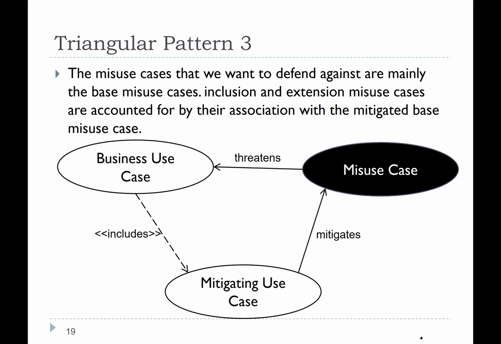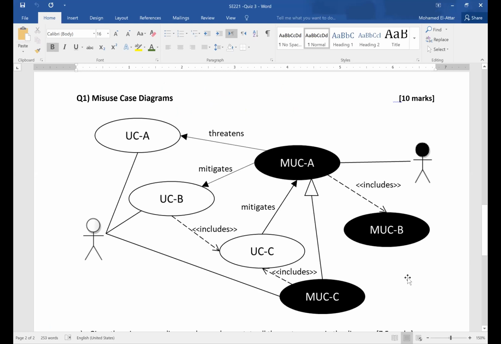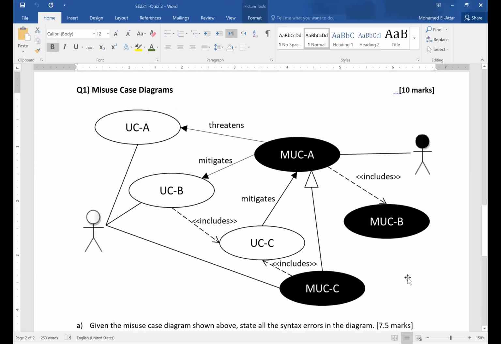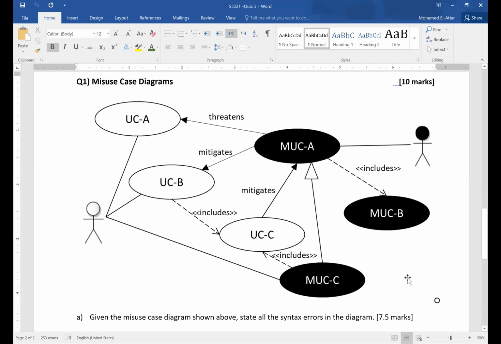So this over here was a quiz that I brought before. I want you to pay close attention to this. I'm going to be going back and forth in order for you to understand. Anyway, given the misuse case diagram above that you can see, what would be the syntax errors in that diagram, given what we just learned today?